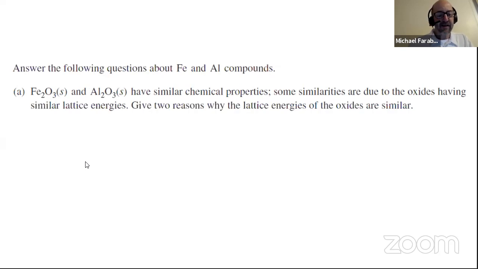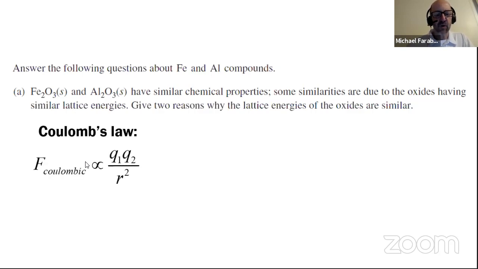All right, part A, Fe2O3 solid and Al2O3 solid have similar chemical properties. Some similarities are due to the oxides having similar lattice energies. Give 2 reasons why the lattice energies of the oxides are similar. Now, these 2 reasons have to do with essentially the law that you would normally invoke when comparing 2 different ionic compounds. So that's Coulomb's law.